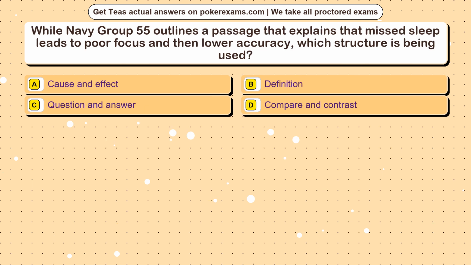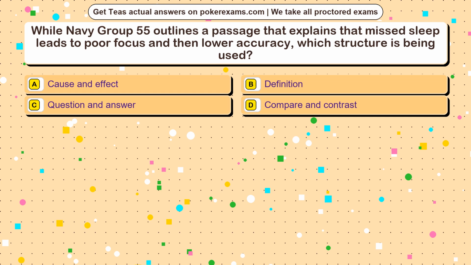Question 4. While Navy Group 55 outlines a passage that explains that missed sleep leads to poor focus and then lower accuracy, which structure is being used? Option A. Cause and effect. Option B. Definition. Option C. Question and answer. Option D. Compare and contrast.